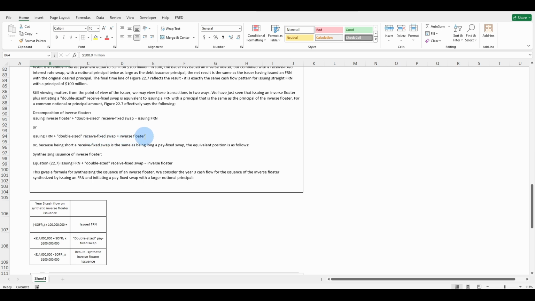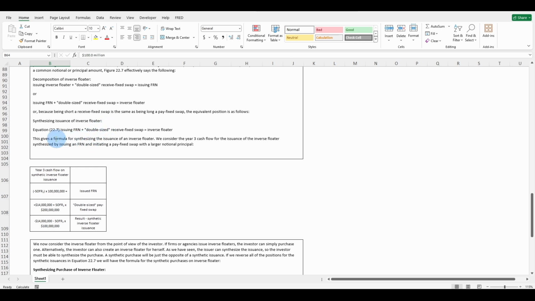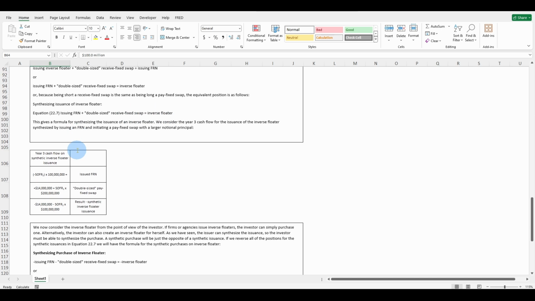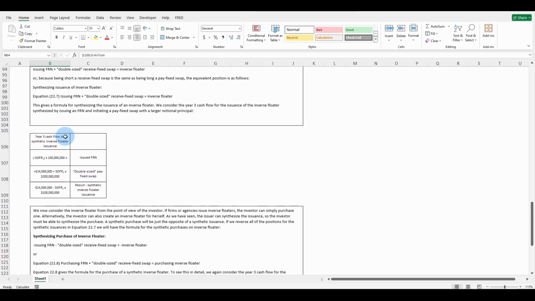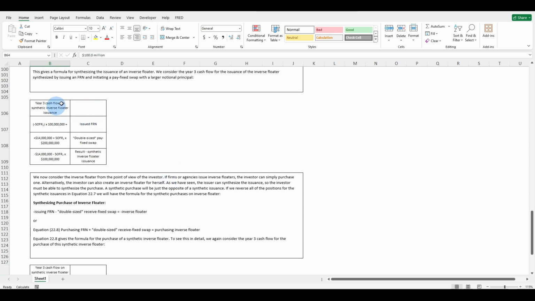fixed swap equals an inverse floater, or because being short a received fixed swap is the same as being long a pay fixed swap, the equivalent position is as follows: synthesizing issuance of an inverse floater, issuing an FRN plus double-sized pay fixed swap equals inverse floater. This gives a formula for synthesizing the issuance of an inverse floater. We consider the year 3 cash flow for the issuance of the inverse floater synthesized by using an FRN and initiating a pay fixed swap with a notional principal of this right here.